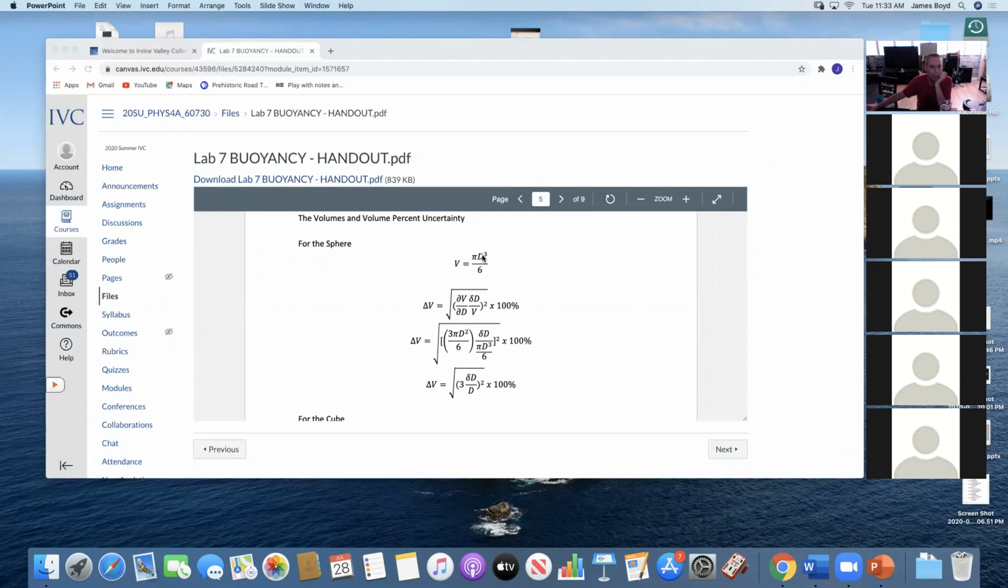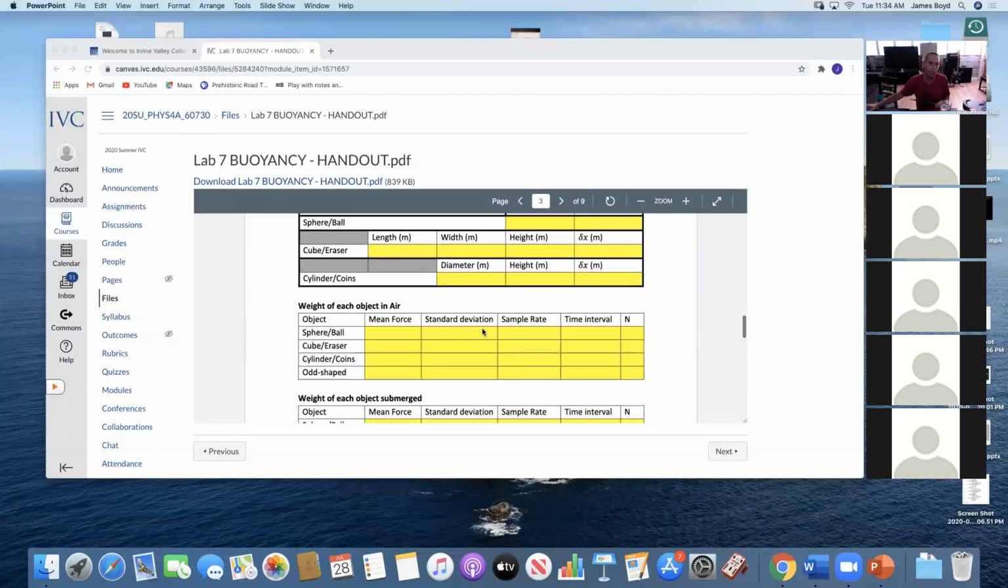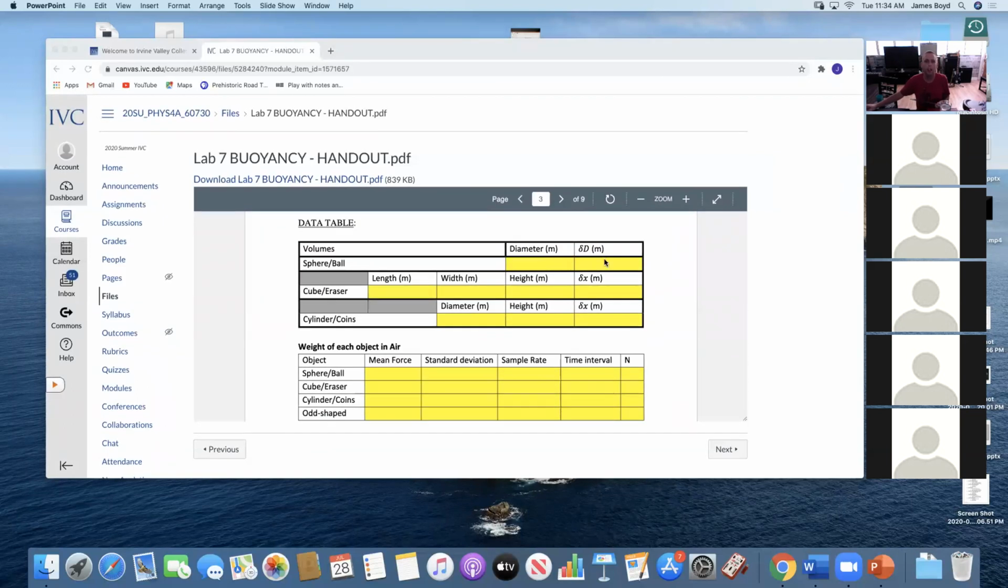So take a ruler, make sure you're in millimeters. Just measure the diameter. For my golf ball, I get almost dead on 4 centimeters, so 0.04. So what I'd put here is 0.04. Now, what is my uncertainty of this measurement? The resolution on this is 1 millimeter. Each little mark is 1 millimeter. The uncertainty is half that resolution. So half of a millimeter is 0.005.